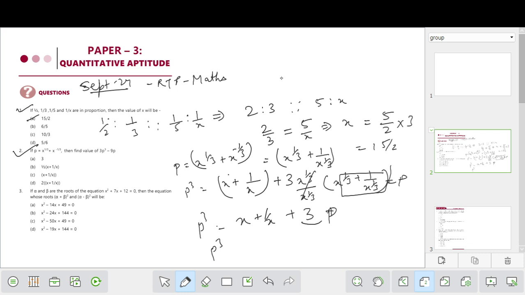Now taking 3p to the other side, p cube minus 3p is equal to x plus 1 by x. चेक करें आंसर में कौन सा है. B is the correct answer.